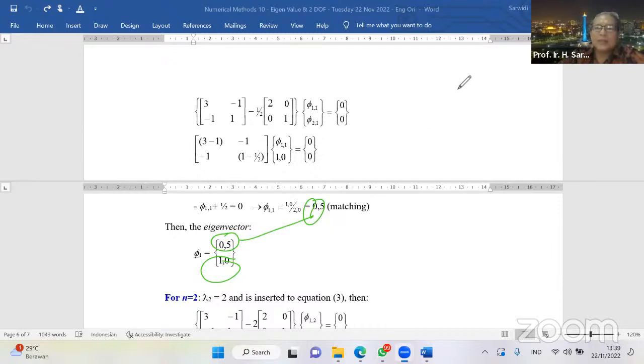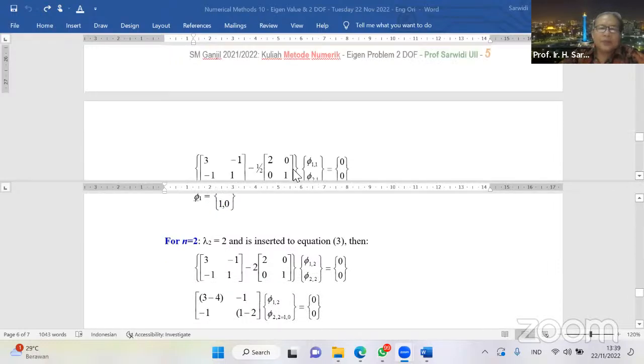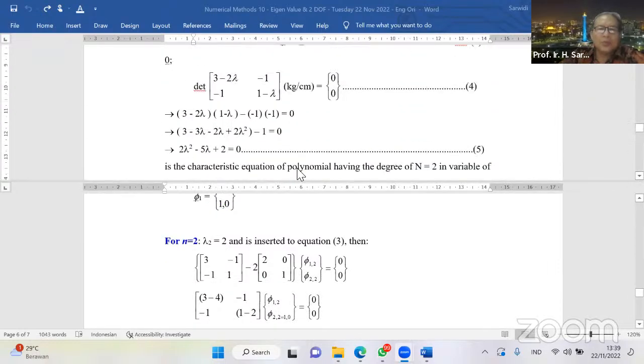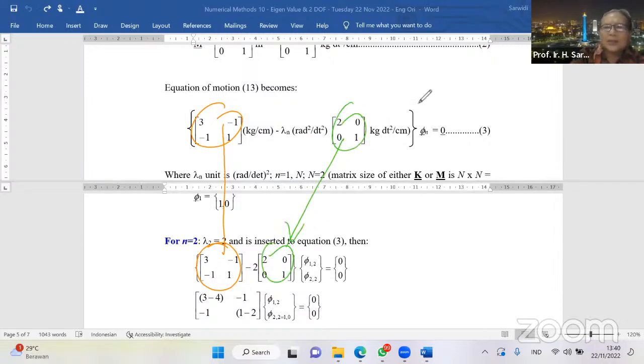How about the second equation? The second mode, we call n equals to 2. Again, we put this one here. So again, in the second mode, you put this one too. Here is the stiffness, this one, and this one is the mass here.